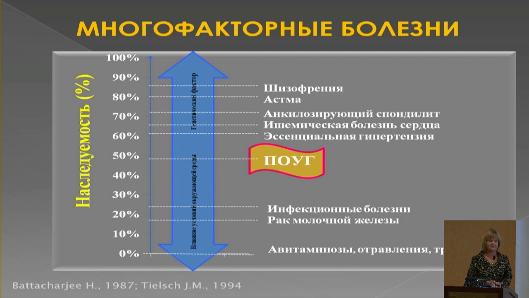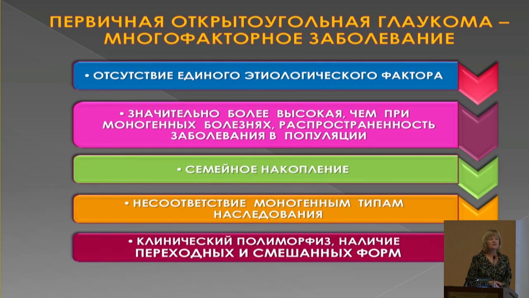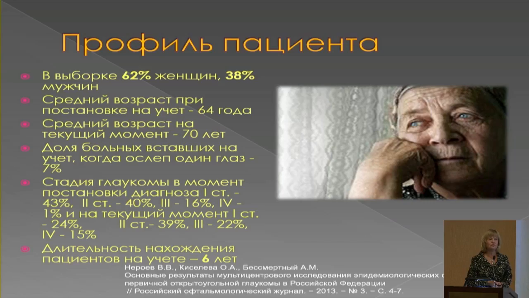Glaucoma belongs to the multifactorial group of diseases, which is confirmed by the fact that there is no common etiological factor, there is very high prevalence of the disease in the population, it is family-oriented, not meeting the monogenic types of heritage, and there is presence of mixed and transition forms.